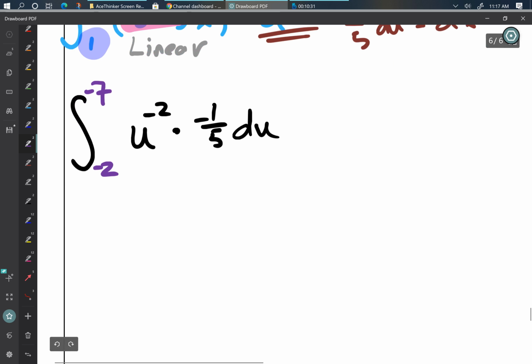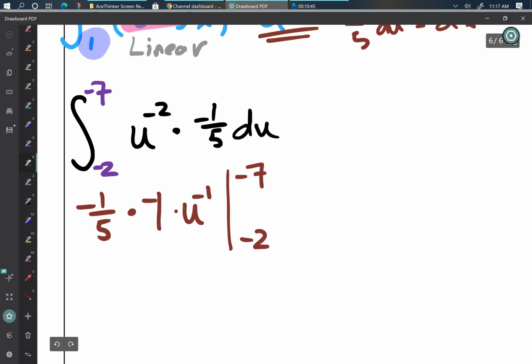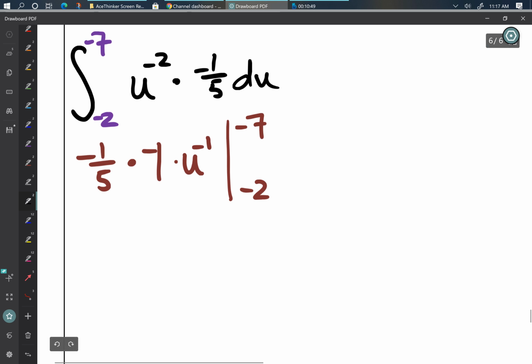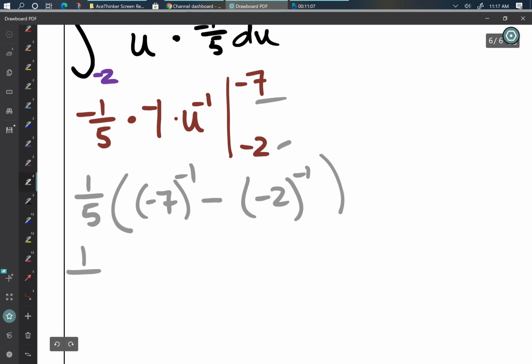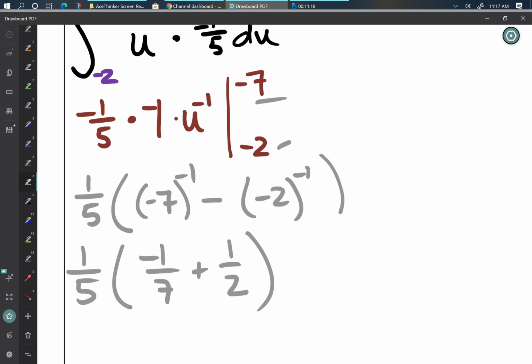And now I should be able to just do everything. Let's see, the negative 1/5 is a coefficient, so it's going to drag along. The integral of u to the negative 2 is going to be a negative 1 times u to the negative 1, all evaluated from negative 2 to negative 7. Okay. 1/5 times negative 7 to the negative 1 minus negative 2 to the negative 1. Remember, it's the upper limit minus the lower limit. So let's see, that's going to be 1/5 times negative 1/7 plus 1/2. Let's see, negative 1/7 plus 1/2 is 6/14, 3/7.